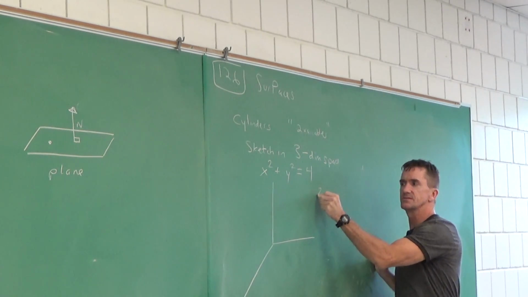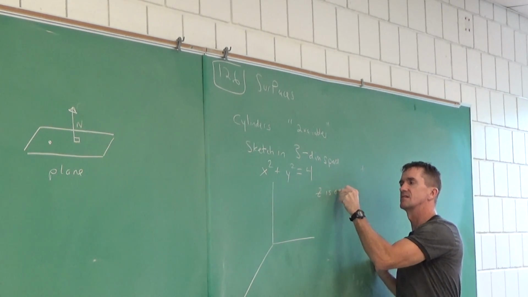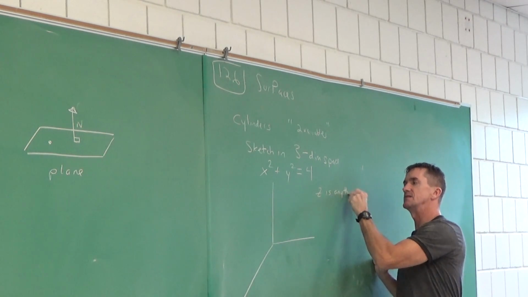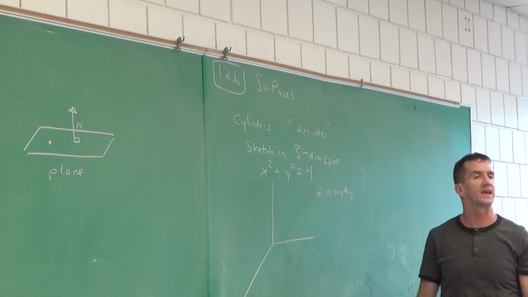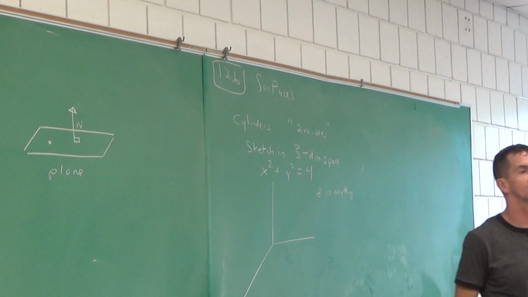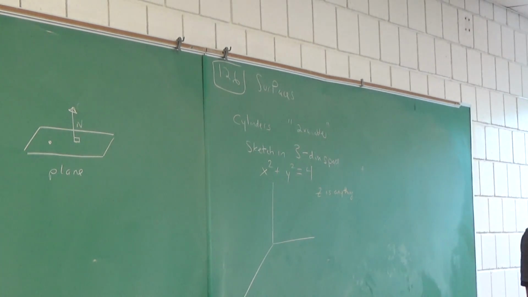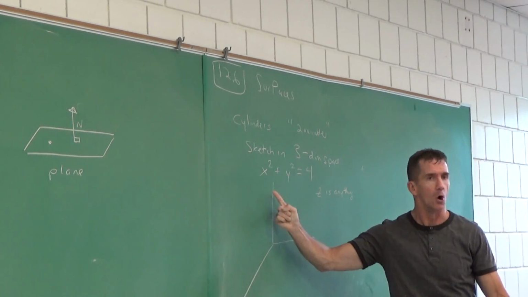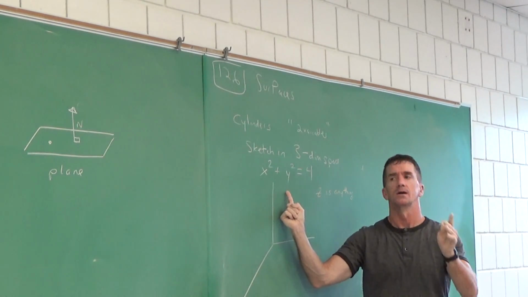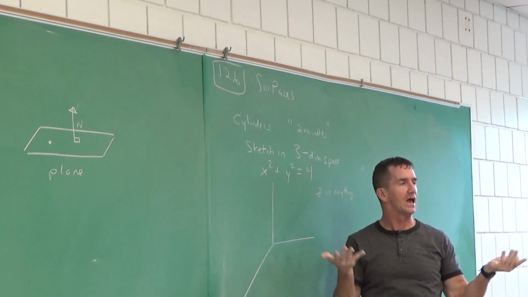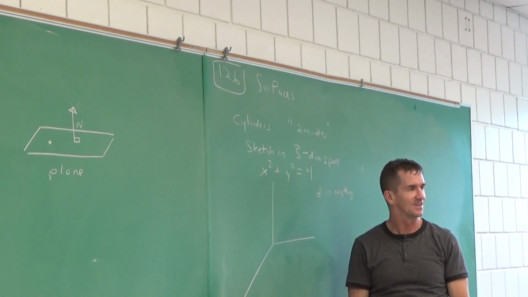Would you make a note about this? That means z is anything. Z can take on any value. That's what it means in 3 space. It doesn't mean it equals 0. It could be 0, but z can be any value, is what we're saying. X and y have to hold true in this relationship, but z can take on any value.